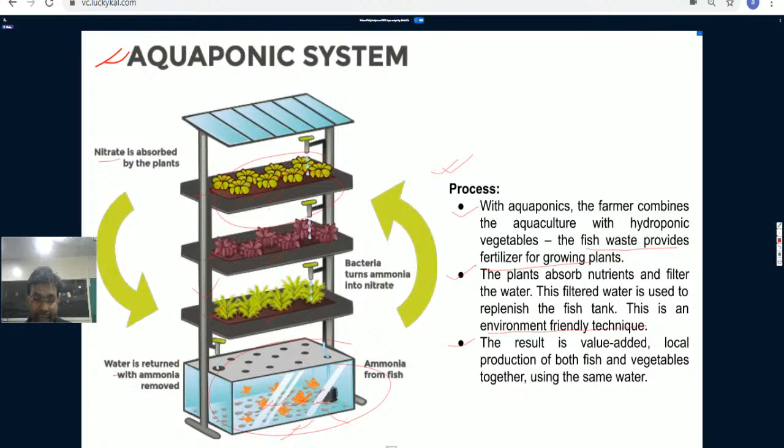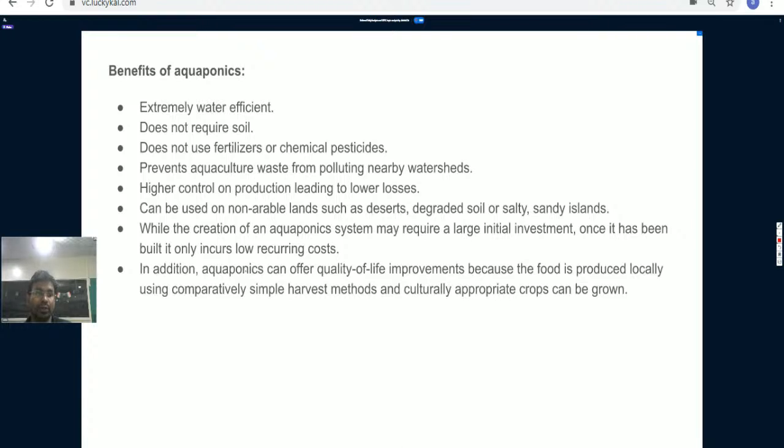Now we will understand what are the benefits of using aquaponics.